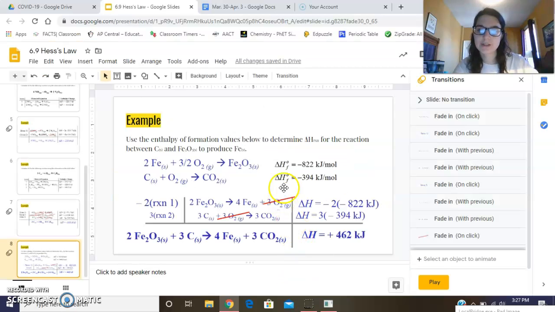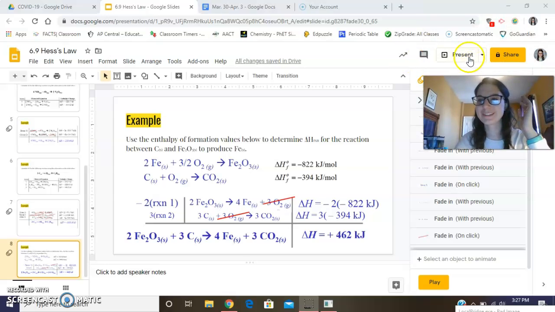So my overall equation, I didn't want to exit. Spoilers. Oh my lord.